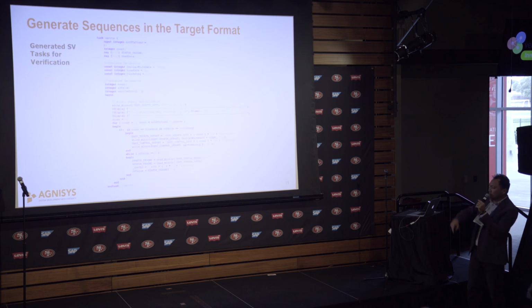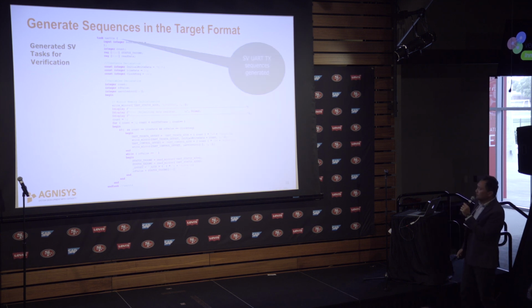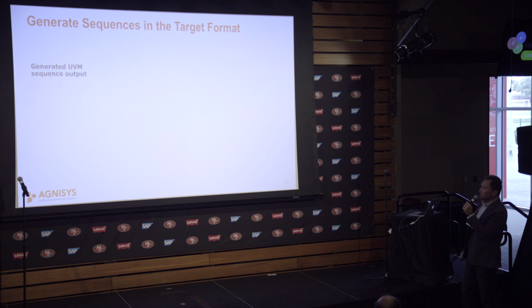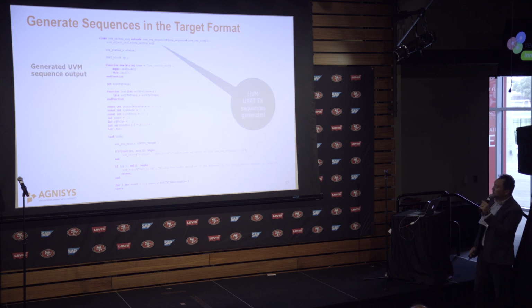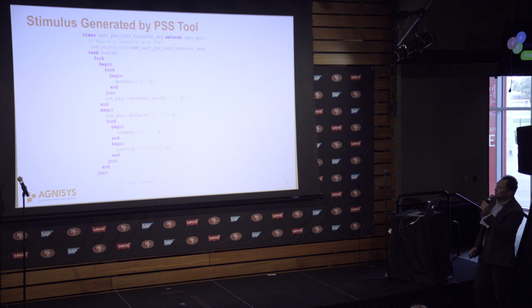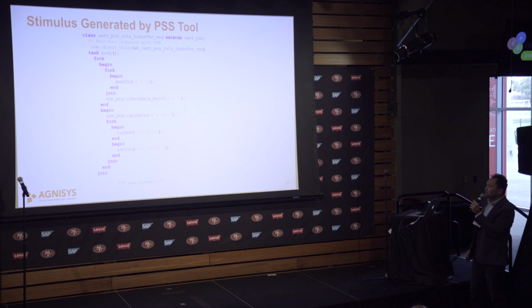This one here. So the first one was C code. This one is for the SV tasks for verification. So same thing. You can see the task there for the UART TX. Okay, so this is the auto-generated code that could simply be used by the user. This example here is a UVM sequence output from the generator. Okay, so same thing for the UART TX. And so the user generates the stimulus from the PSS tool.